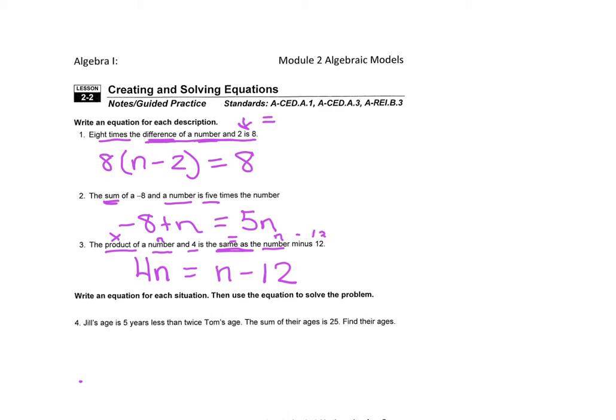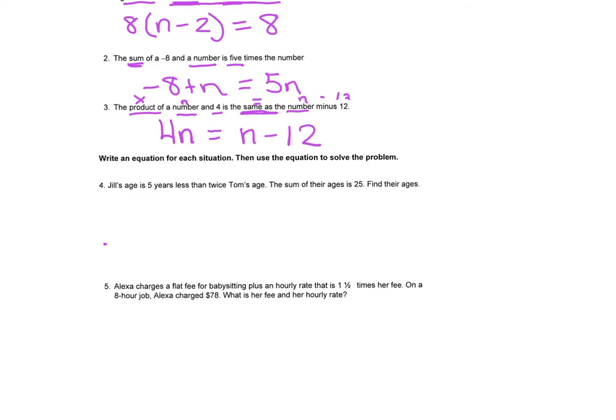So you're just reading those and coming up with equations. Now we're going to write the equations and solve them. On the next one we have: Jill's age is 5 years less than twice Tom's age. The sum of their ages is 25. Find their ages. First we have to define our variables. I'm going to make Tom just T. And Jill is going to be twice Tom minus 5.